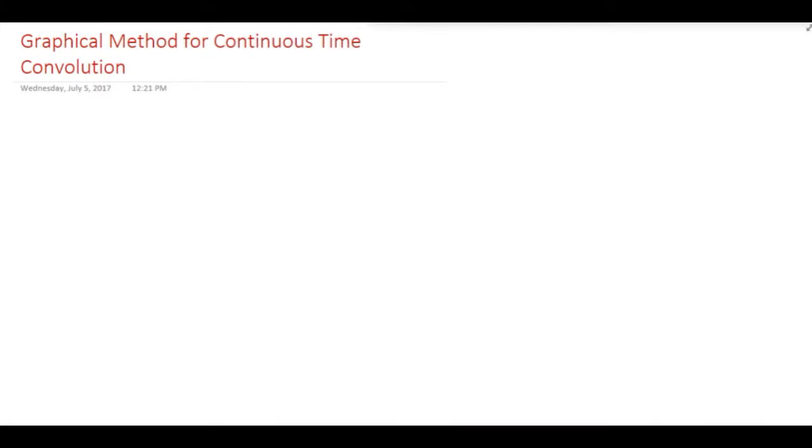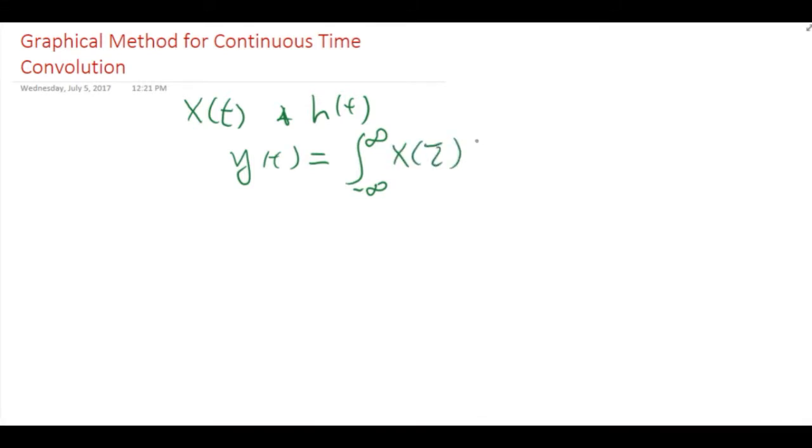Hi, I'd like to use this video to elaborate the concept of doing continuous time convolution graphically. First, let me recall: if we are going to do the convolution between x of t and h of t, then analytically y of t will be equal to the integration from minus infinity to positive infinity of x of tau, h of t minus tau, d tau.